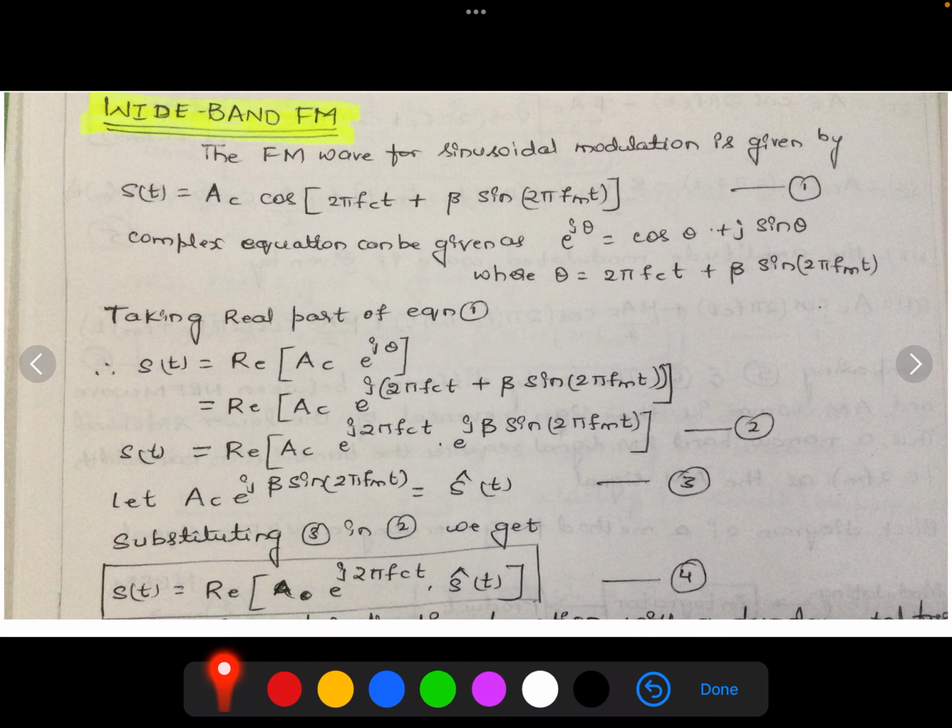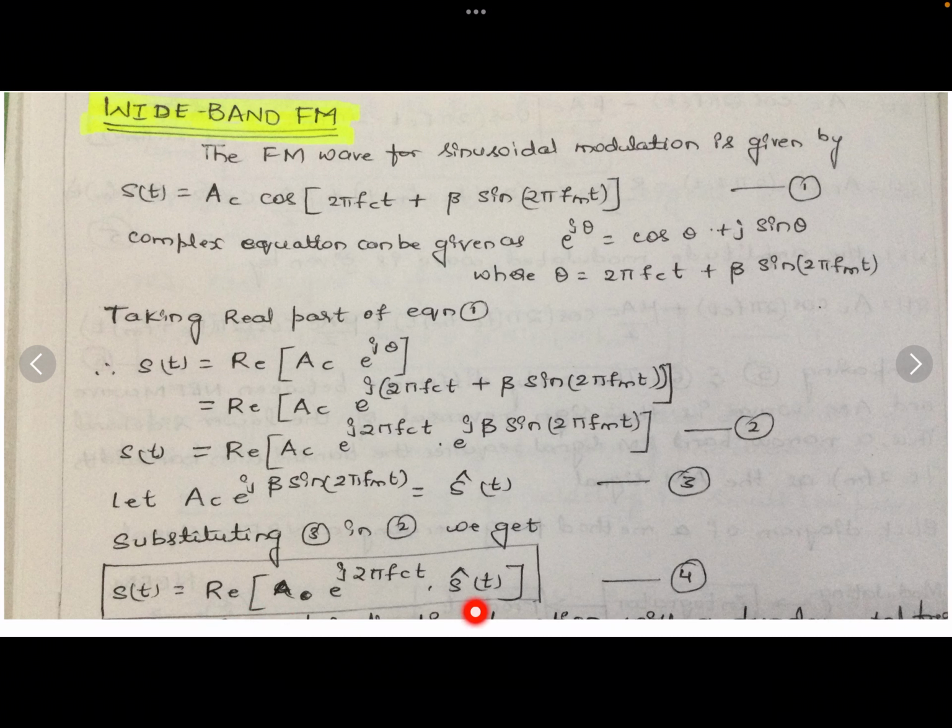Next is the wideband FM. In wideband FM, beta is a very large value. For this equation, we can use the complex equation e to the power of j theta is equal to cos theta plus j sin theta. Substituting that here, we take only the real part of that equation. So real part of AC cos of, here we substitute it as e to the power of j 2 pi fct plus beta times sin 2 pi fm into t. Substituting this, we will get s of t is equal to real part of e to the power of j 2 pi fct into s cap of t.